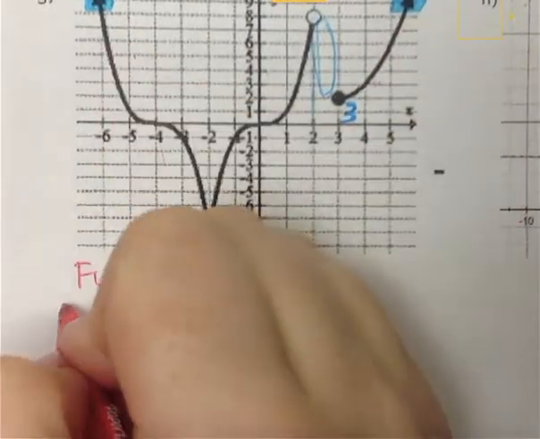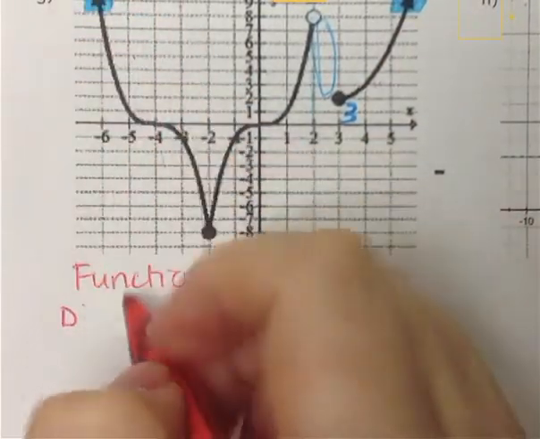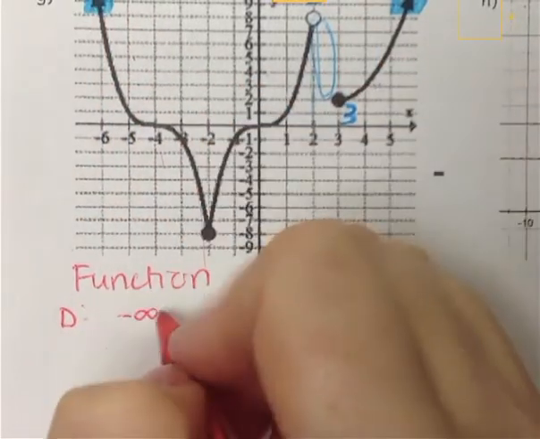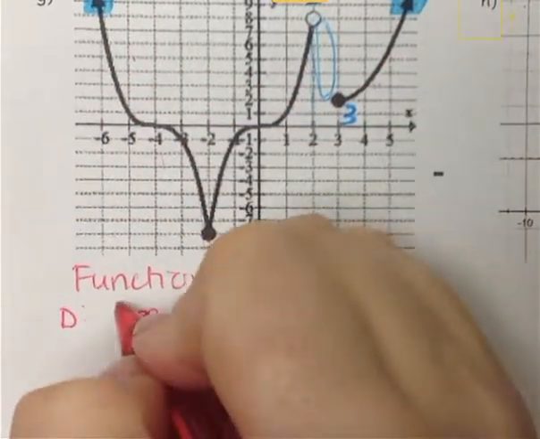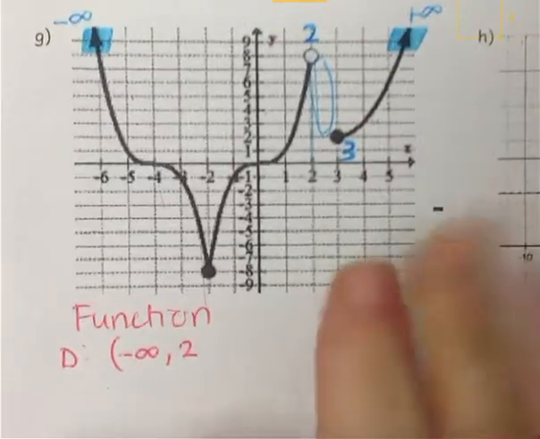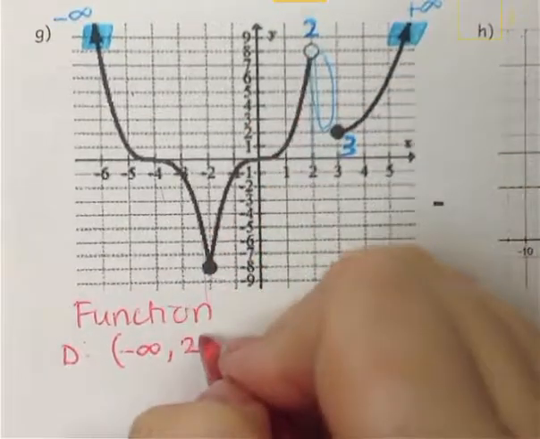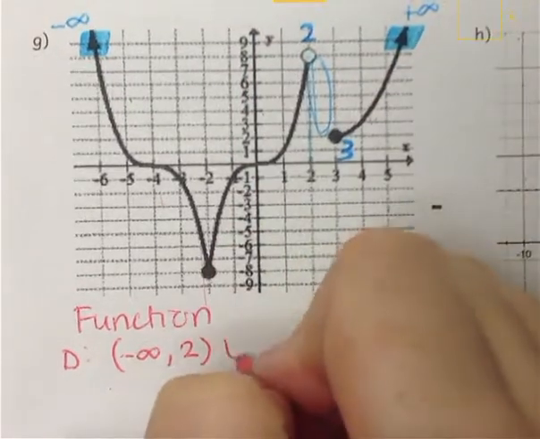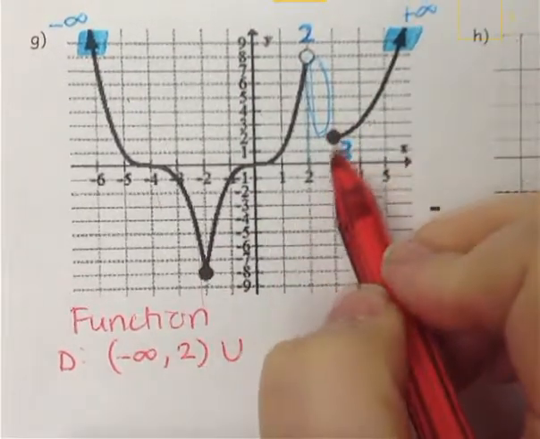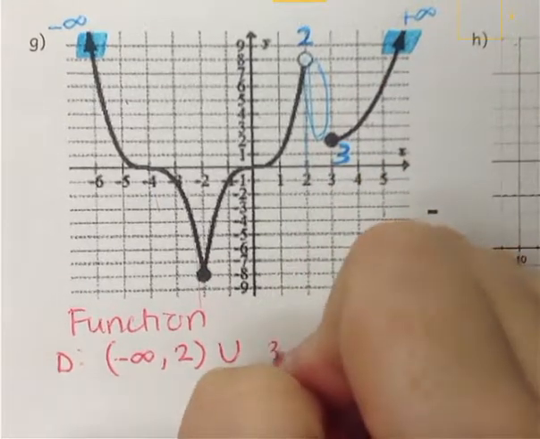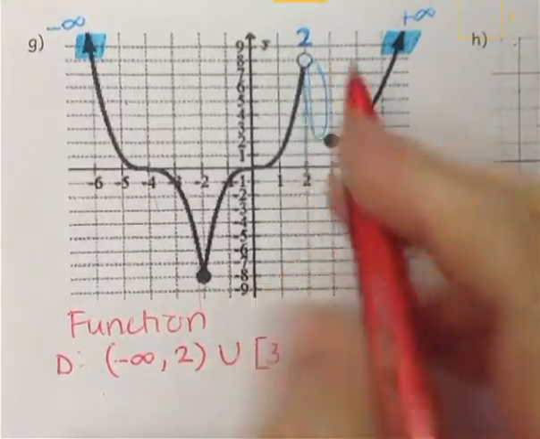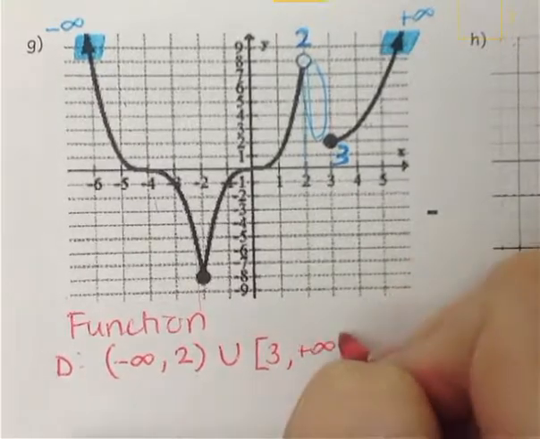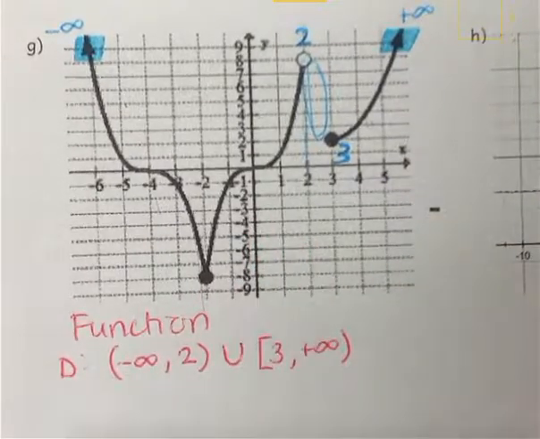Our domain, we do start with a negative infinity, and we are able to continue it until we get to that 2. So it's open on that negative infinity, and it is open on the 2 because it is not solid. But we have to unite the break, so we union, and then it starts back over at that +3, which is closed, and it goes off for infinity to the right, to positive infinity, which is open. So we united the domain on this one.